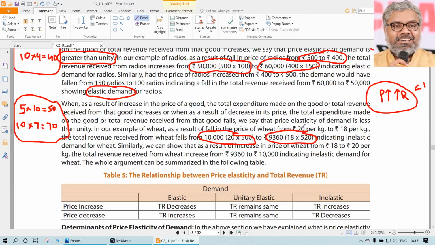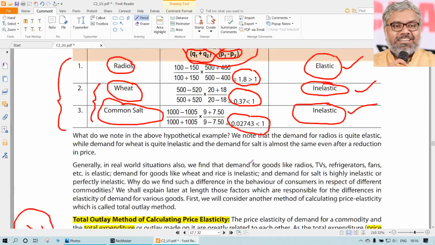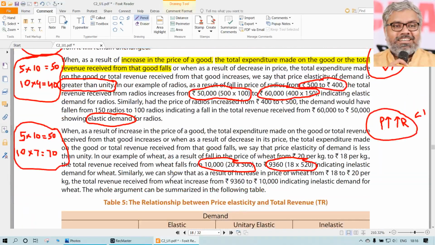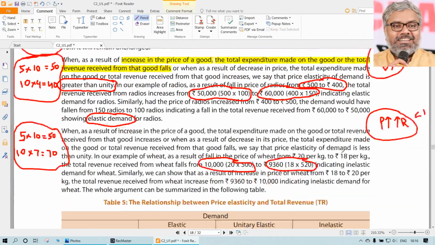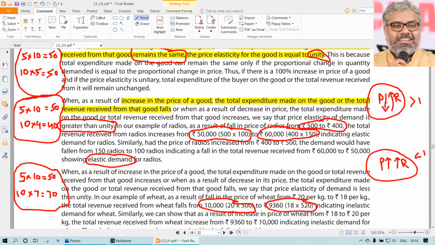So what can we conclude here? As a result of the decrease in price, the total revenue also decreased. So both are in the same direction, which means the elasticity of demand is less than 1. Was that not less than 1? Yes, it was only 0.37. In the case of radios, it was more than 1, that is 1.8. Whatever the numbers may be, in the revenue method or expenditure method or outlay method, we cannot identify the exact elasticity, but we can definitely identify whether it is relatively elastic or relatively inelastic.